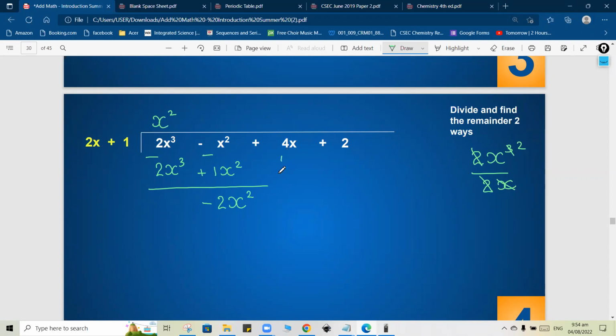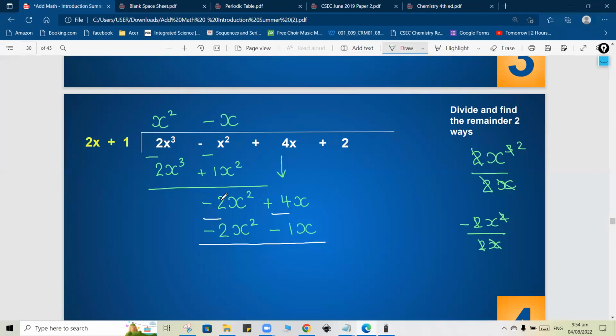What's going to happen here now? The positive 4x is going to come down. Let's do this division over here. We have minus 2x squared, and we are going to divide it by 2x. 2 and 2 will cancel out. x and the squared will cancel out. So you're left with minus x. Minus x by 2x is minus 2x squared. Minus x by positive 1 is minus 1x. We have to put the minus signs in between. When you minus these two, you will get 0 because a minus and a minus is a plus.